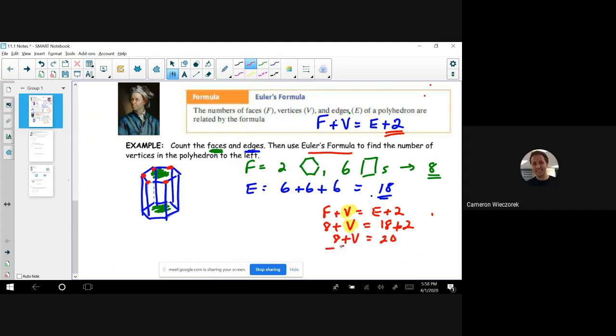Then I solve it like an algebra equation. I'm going to subtract 8 from both sides, and I would see that there are 12 vertices to that polyhedron. And you can count them. If you wanted to confirm that for yourself, there would be 12 dots in the picture you could count. So that's how you use Euler's formula if the shape is 3-dimensional.